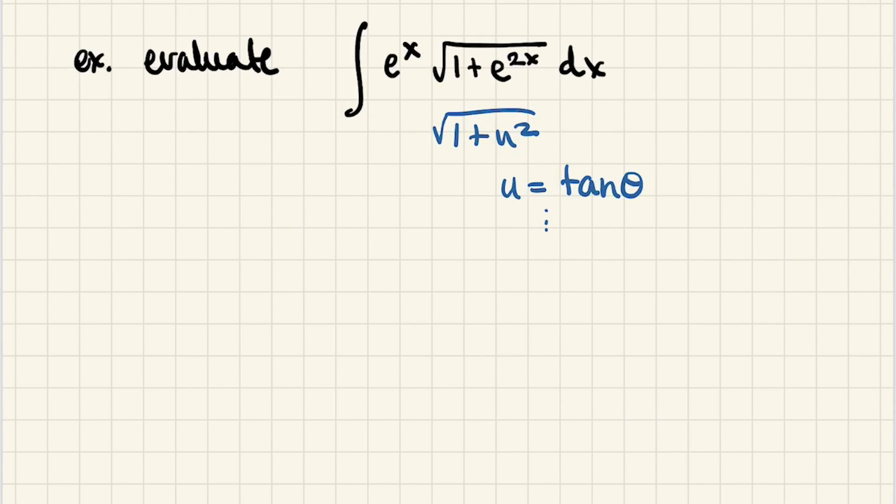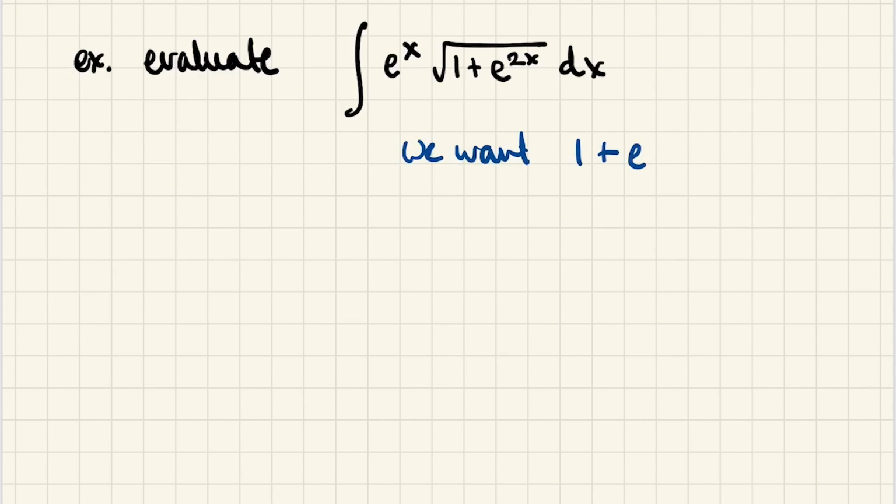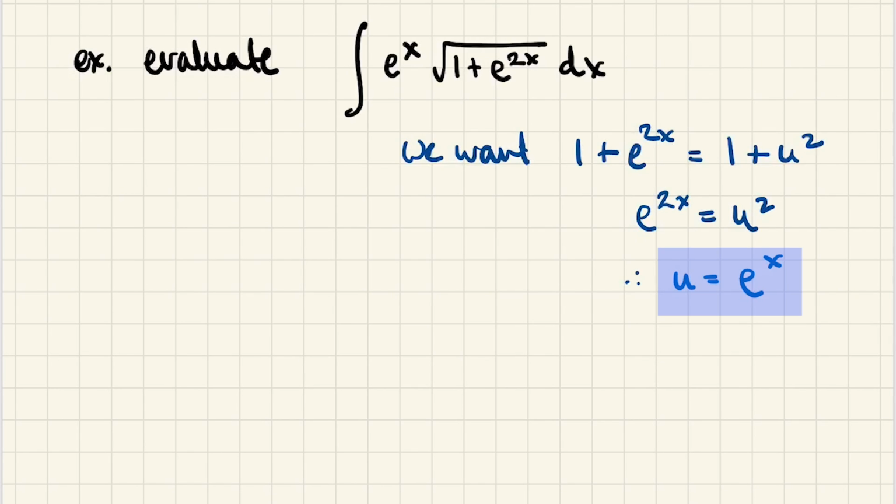So of course, how do we make it so it's just 1 plus u squared? Through u substitution. If we want 1 plus e to the 2x to equal 1 plus u squared, we can actually use this particular statement here to inform exactly what our u substitution should be. First of all, we can cancel the 1's from both sides, so we have e to the 2x is equal to u squared, and taking the square root of both sides, we can see that we are going to get u equal to e to the x. So we now know that that is the u substitution that we want. And of course, therefore, du is e to the x dx, which we happen to have.